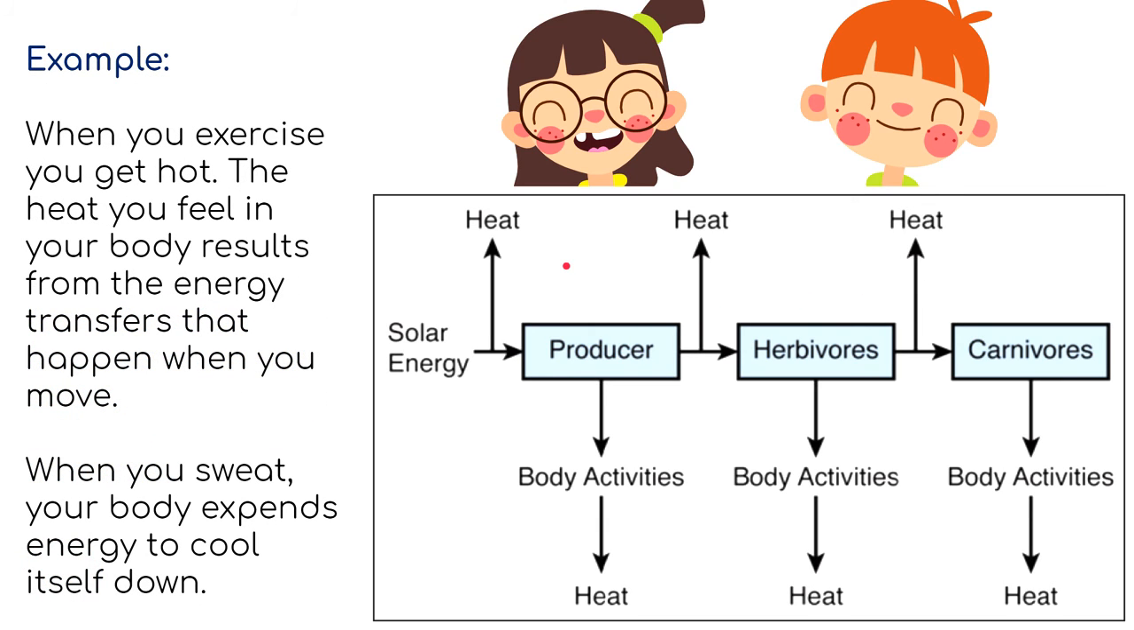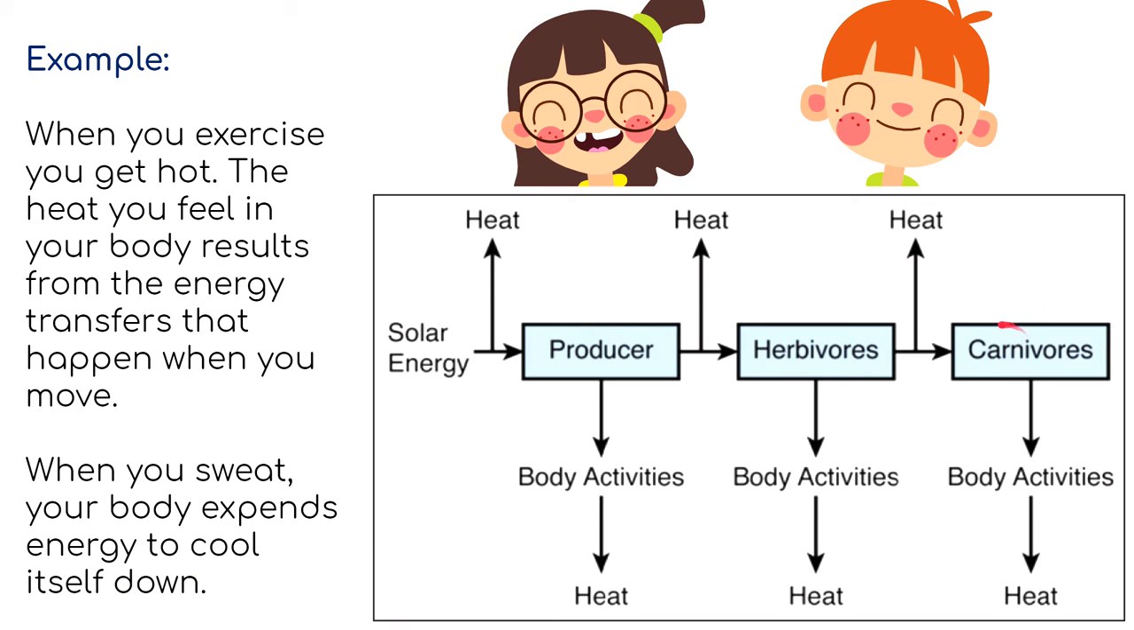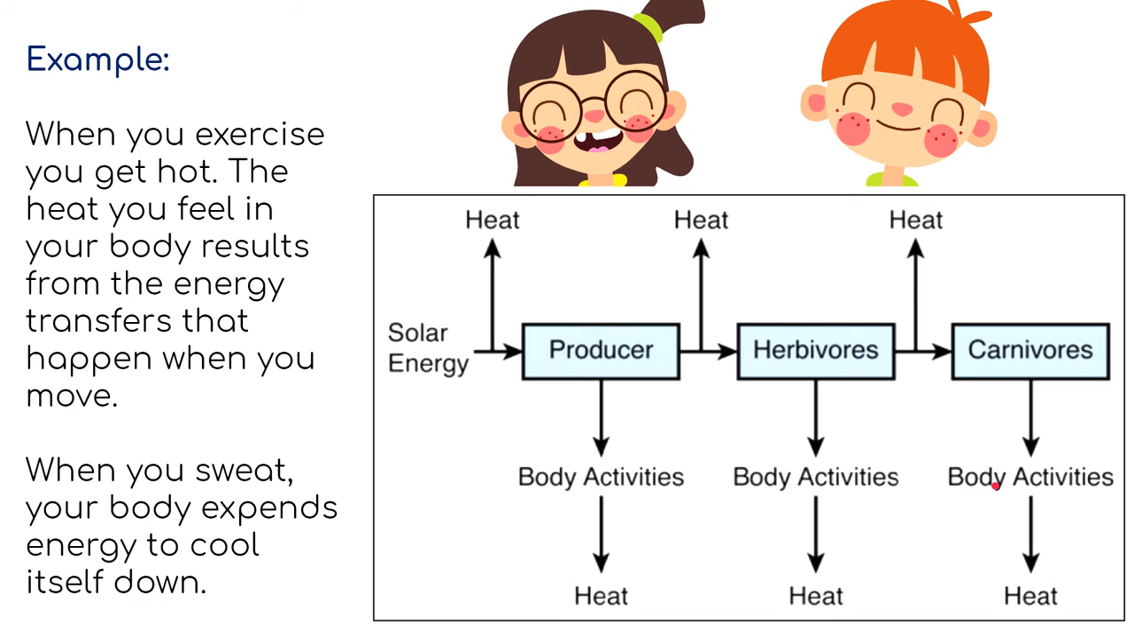So these are concrete examples. Okay, so when you exercise, we get hot. So for example, we are carnivores. When we perform body activities, we get hot. So the heat that you feel results from the energy transfer that happens as you move, okay, as your bones move, as your muscles move. And when you sweat, your body expends energy to cool itself down.